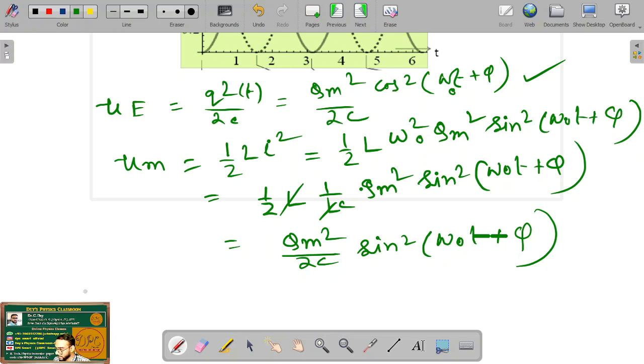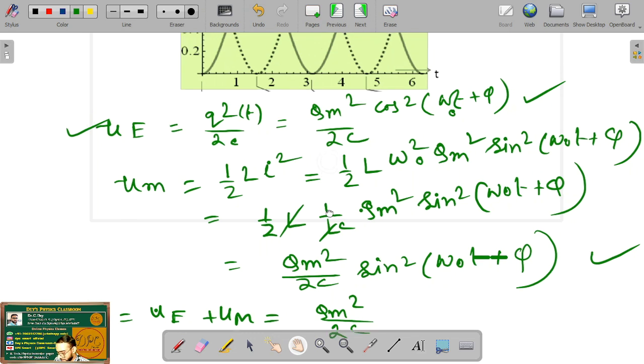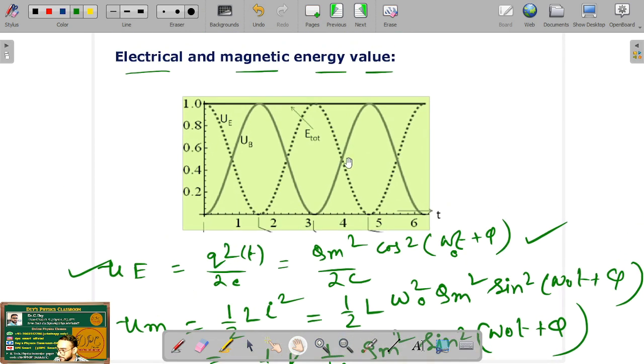The total energy would be U, that is UE plus UM, this one plus this one. If we add this, we get Qm²/2C times sin²(ω0 t plus φ) plus cos²(ω0 t plus φ), which is 1. So this is the total energy. Now if we plot this energy versus time, the graph would be like this.